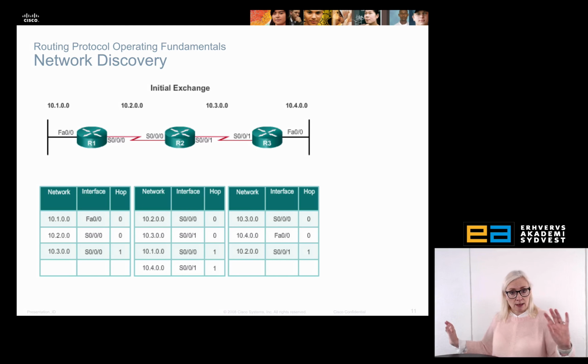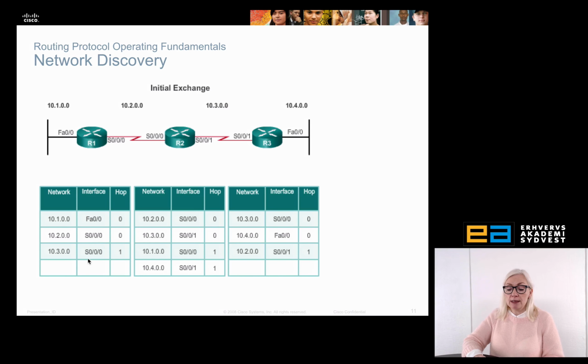Then they start sending information to each other. Router 2 will send information to router 1 and router 3 that, for instance, here I know the network 10.3.0.0. It will send that to router 1, and router 1 will then update its routing table. Okay, I now also know the network 10.3.0.0, and it is 1 hop away from me, because I have learned about this network from my neighbor, router 2, and router 2 had a hop count of 0, so I just add 1 to the information we get from router 2.